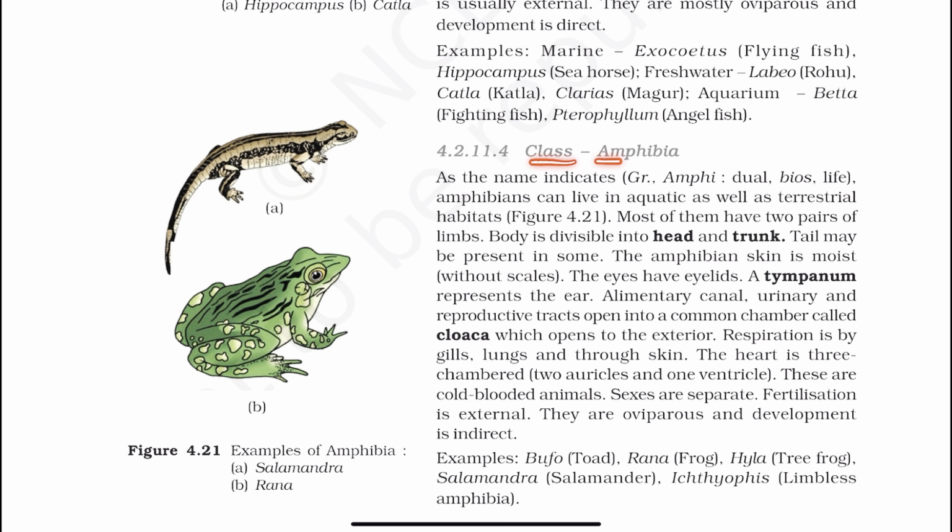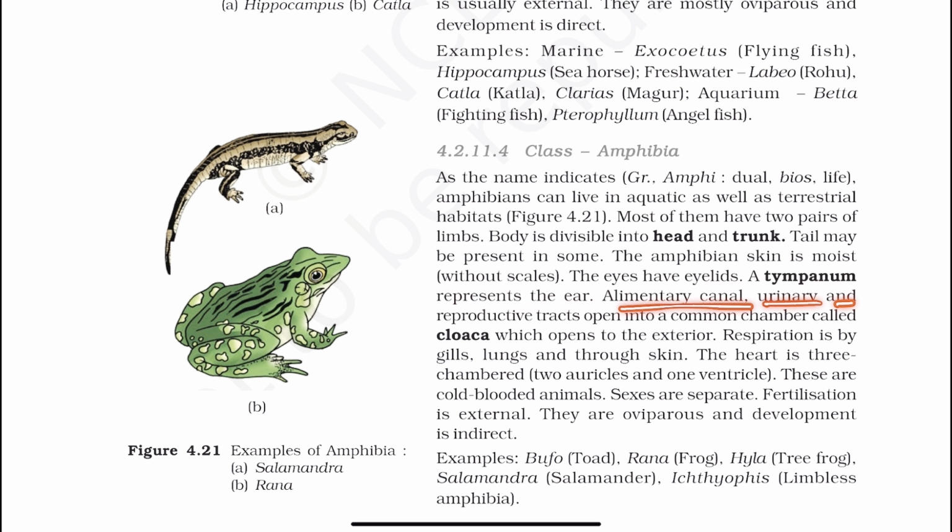4.2.11.4 Class: Amphibia. As the name indicates, Greek amphi, dual, bios, life. Amphibians have life in aquatic as well as terrestrial habitats. Figure 4.21. Most of them have two pairs of limbs. Body is divisible into head and trunk. Tail may be present in some. The amphibian skin is moist without scales. The eyes have eyelids. A tympanum represents the ear.